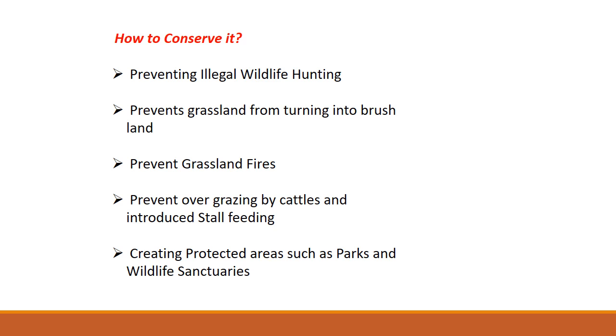worldwide the researchers use solutions, and those solutions are used to conserve the grassland ecosystems. First solution is preventing the illegal wildlife hunting, preventing grassland from turning into brushland, preventing grassland fires, preventing overgrazing by cattle, and introducing stall feeding. Creating protected areas such as parks and wildlife sanctuaries.